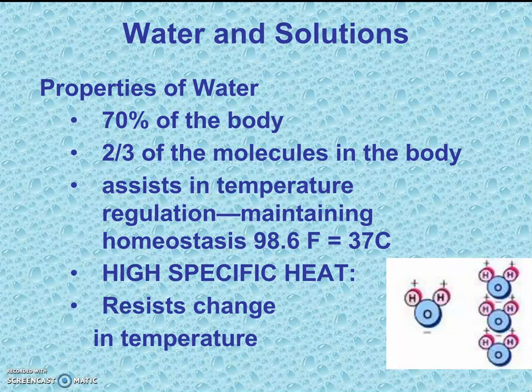It has what we call a high specific heat, so it resists change in temperature. In other words, hot water wants to stay hot. If you've noticed, a larger body of water, like a big bathtub, will stay hot for quite a while, and cold water wants to stay cold. If a swimming pool gets really cold, it takes a long time to heat up. So having a high specific heat means resisting a change in temperature.